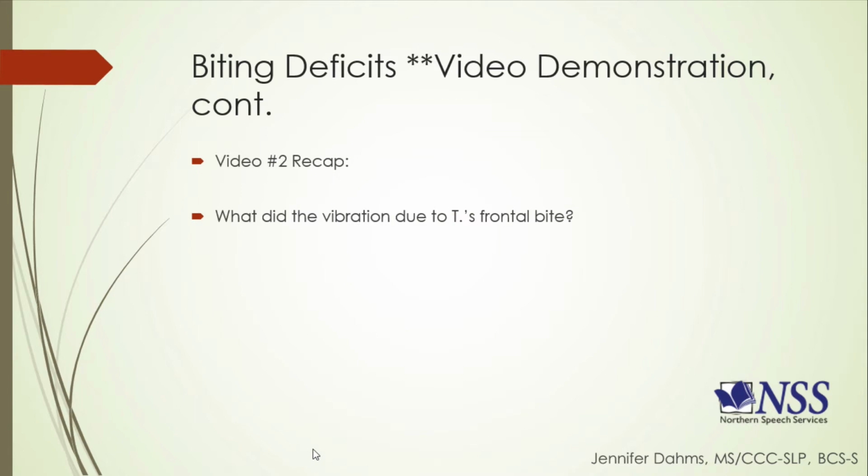Get it. So what did you notice about the use of vibration with Titus's frontal bite? I think we definitely saw an increase in the biting duration. And it's amazing what a little bit of sensory stimulation did to his bite. It was just changing from a chewing tool to a Z vibe with vibration, and we got a significant change in his biting.